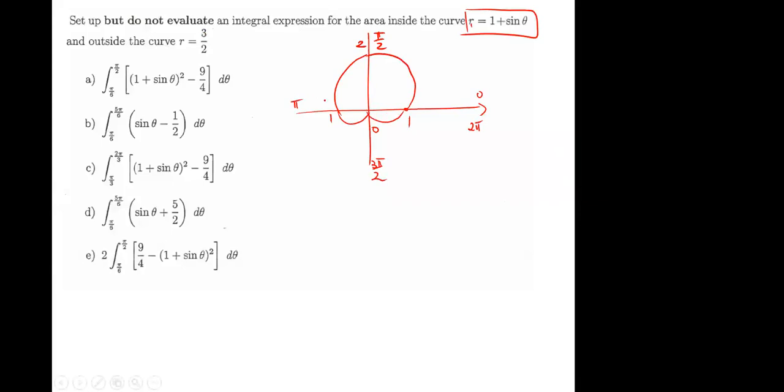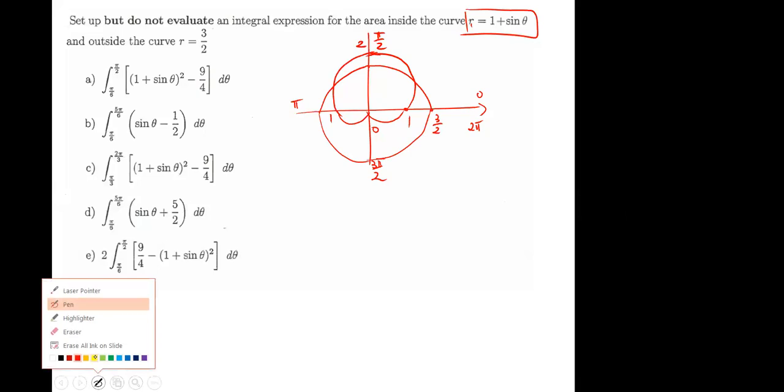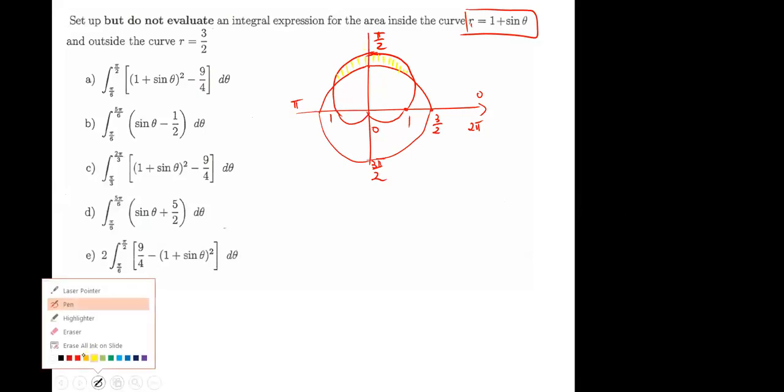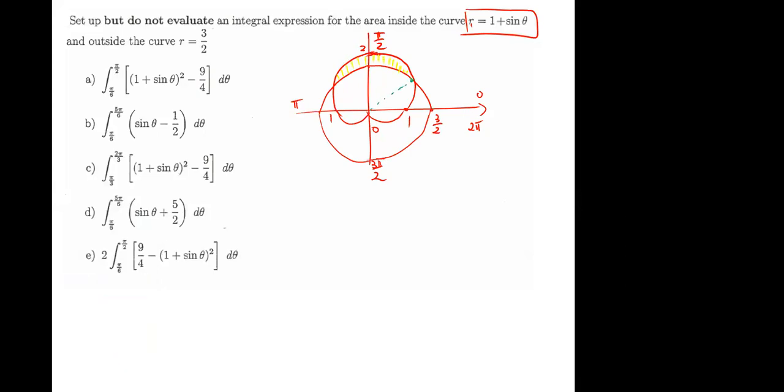Now the curve is 3/2. That means the radius is a little bit bigger than previously. That's 3/2. And I want this to be a little bit more symmetric. Okay, better. And this is that region. Of course, I will use symmetry. I need points of intersection because this is happening from here to here.